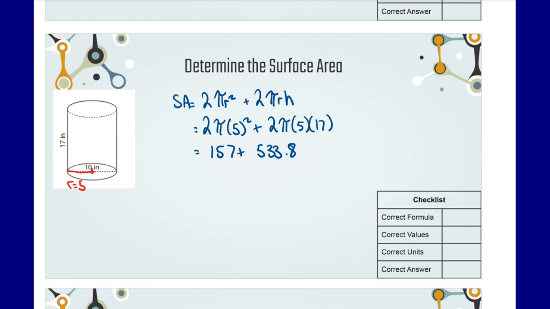533.8. Just check the first one. It works out. Just sometimes odd to see a nice whole number when you're dealing with pi. I again use 3.14. So 157 plus 533.8. We get 690.8 inches squared. Because we're back to dealing with area, it is area squared, or our units squared.